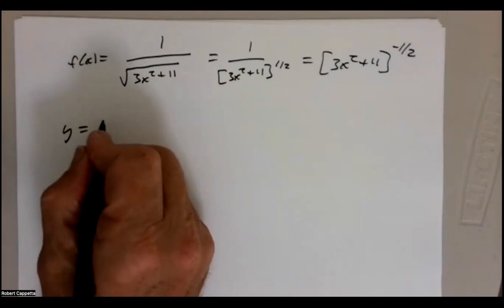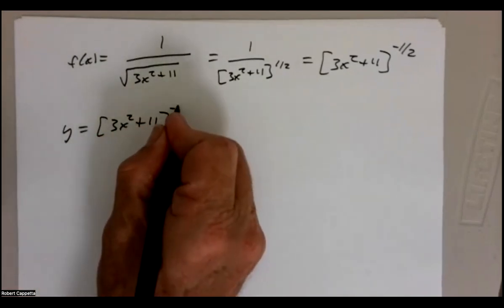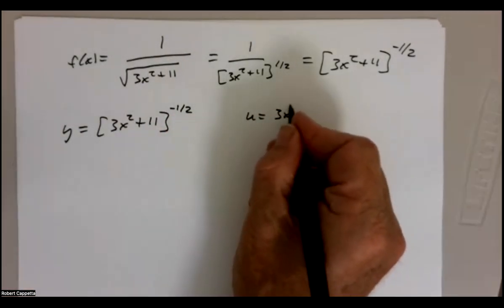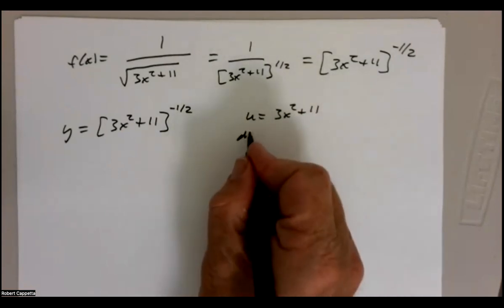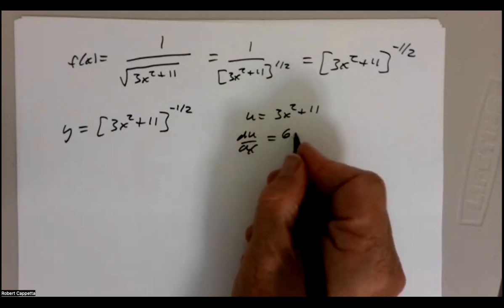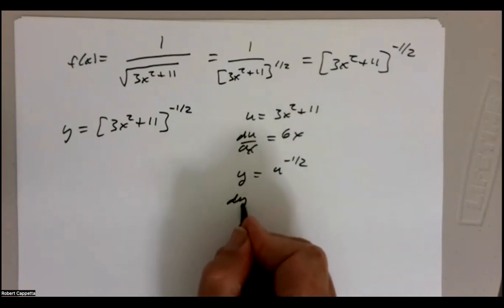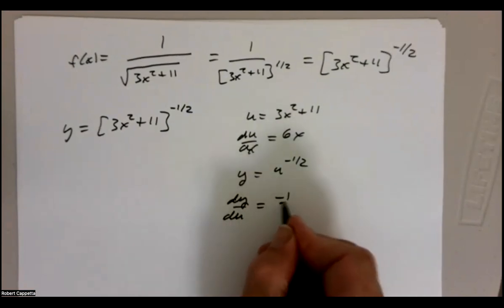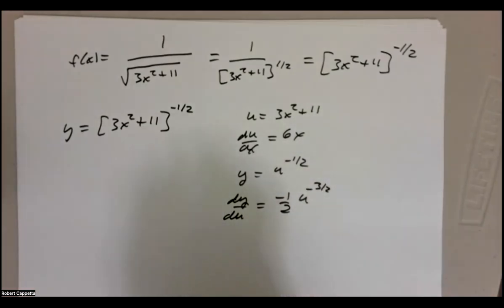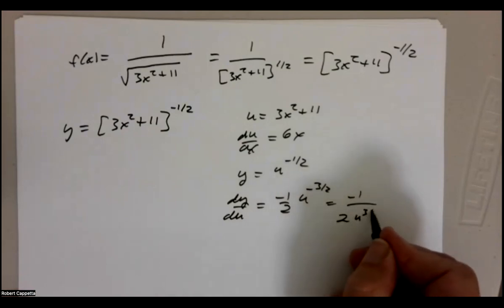So y will equal (3x squared plus 11) to the negative 1/2. So u is 3x squared plus 11. du/dx is 6x. y is u to the negative 1/2. dy/du is negative 1/2 u to the negative 3/2. So what do we typically say? That's negative 1 over 2u to the 3/2.